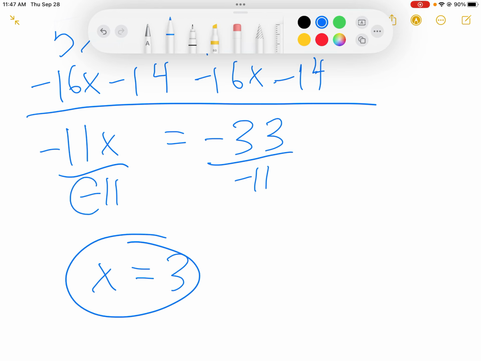Don't forget to include that negative sign in here. I see a lot of people make the mistake where they don't include the negative and then they don't actually fully cancel it out. Make sure that if you have a negative multiplying your x, you're dividing by a negative number.